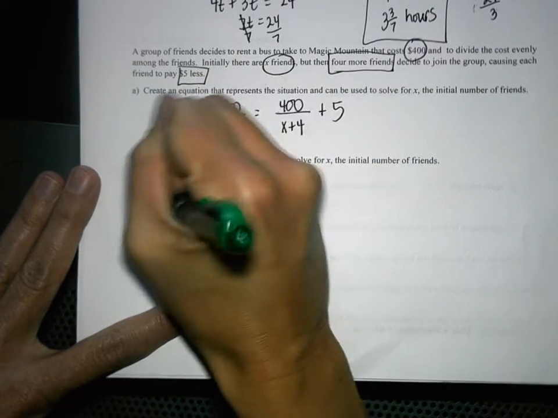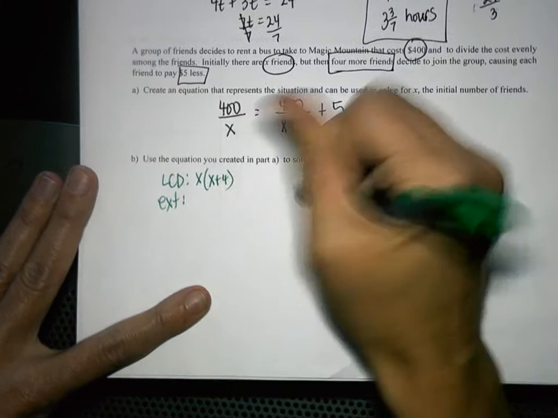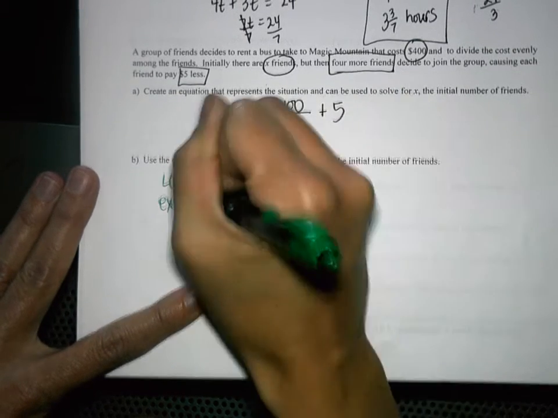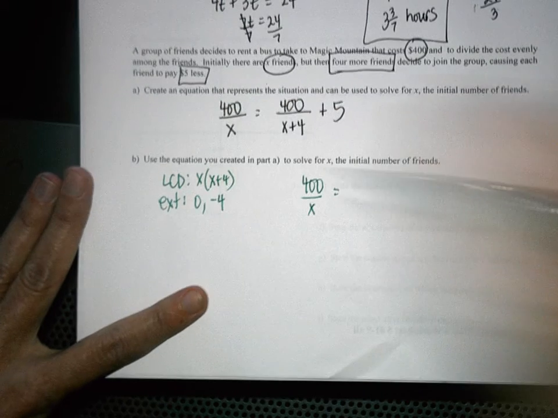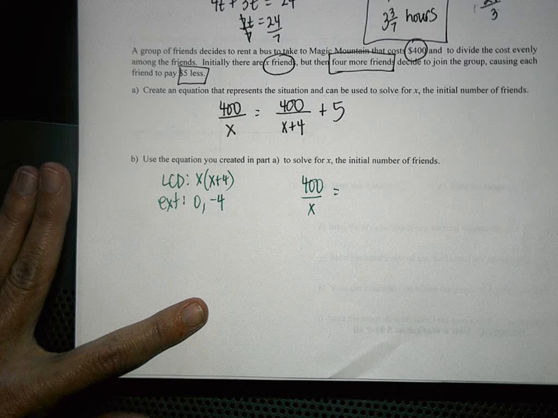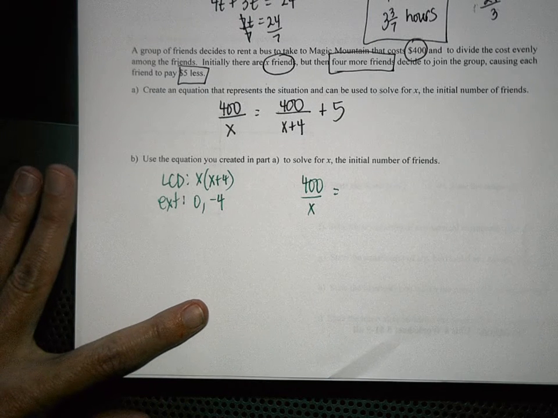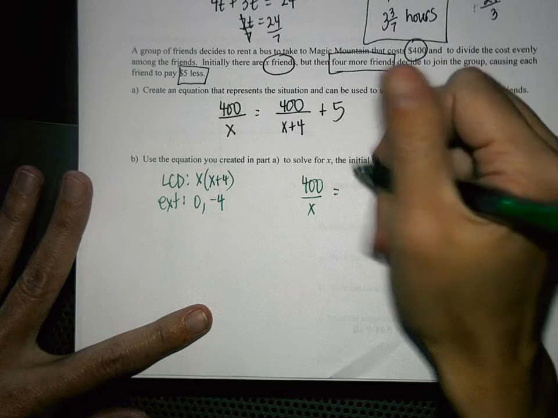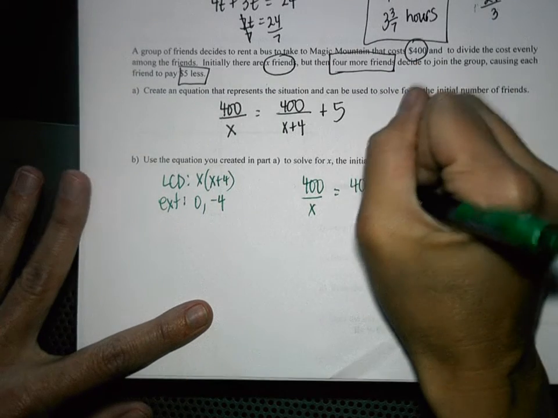Also, do I have any extraneous solutions here? 0 and negative 4. Okay, and would we have negative 4 people? Does that even make sense? Yeah, exactly. 0 people and negative 4 people. Neither one of those makes sense anyways. But we can still talk about that. Okay.